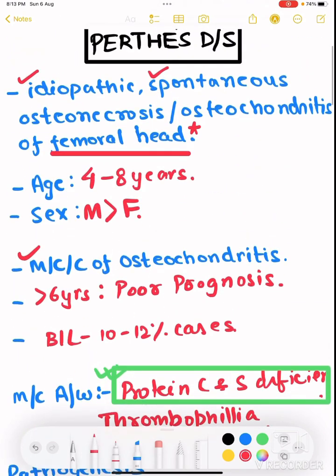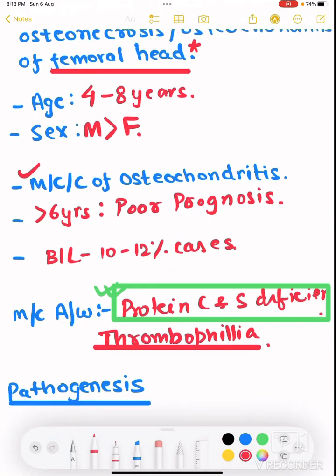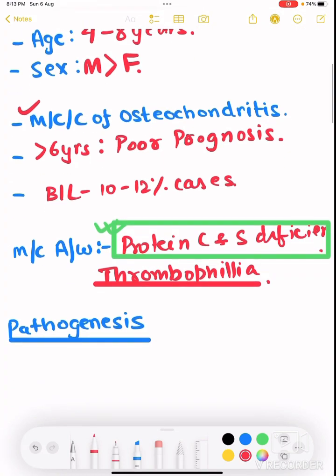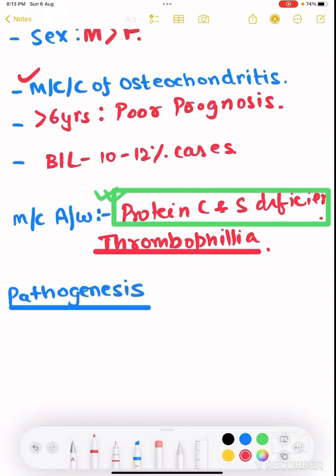In an orthopedics question, if the age of the patient is between 4 to 5 years and the patient is a male child, and in the question stem they are telling you that protein C and S deficiency is present, then straight away the answer is going to be Perthes disease, right? This is the word that actually changes your diagnosis, or gives you the diagnosis clearly, right? Protein C and protein S deficiency.